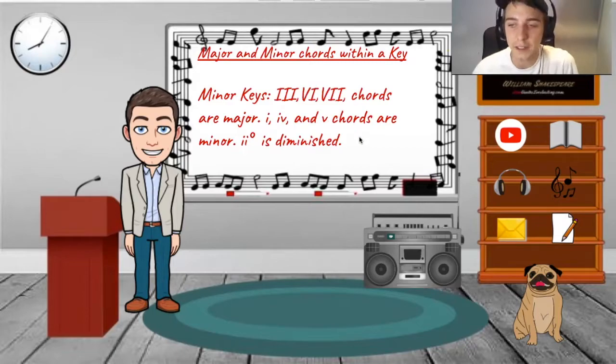Now in minor keys, that flips around a little bit. So in minor keys, chords 3, 6, and 7 are going to be major. And our important chords, our 1, our 4, and 5, are going to be minor because we want to create that minor tonality. And the weirdo in minor keys is the 2 chord. The 2 is going to be diminished in minor keys.